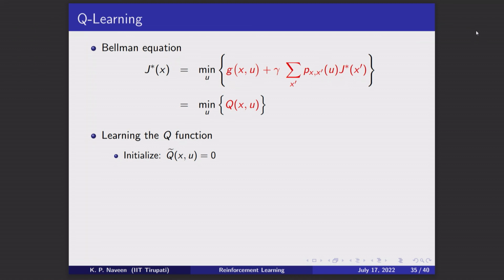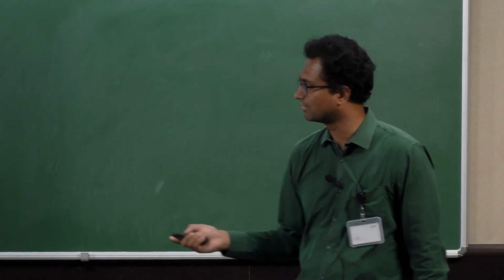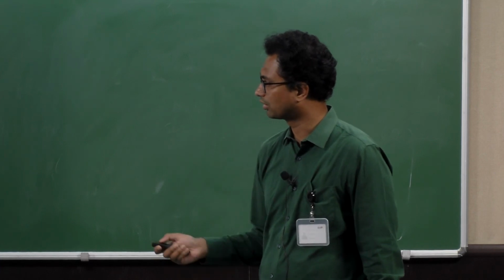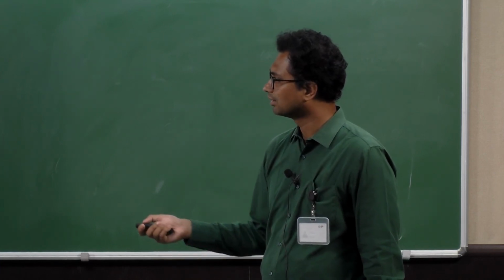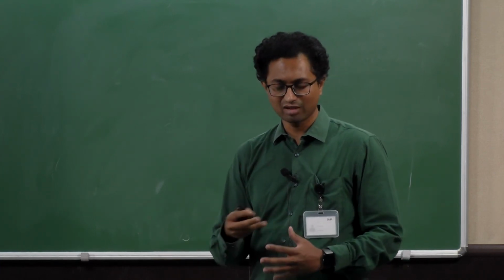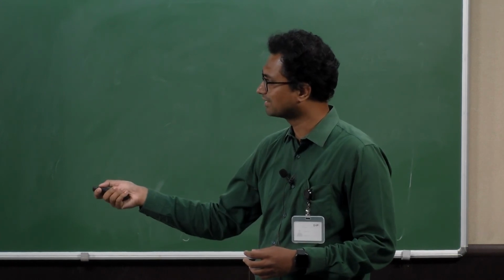So Q tilde is like the estimate. I'll just initialize it to all 0. Okay, so 0 I'm just taking as an example, so it could be arbitrary. You can arbitrarily initialize it to any value. Doesn't matter.